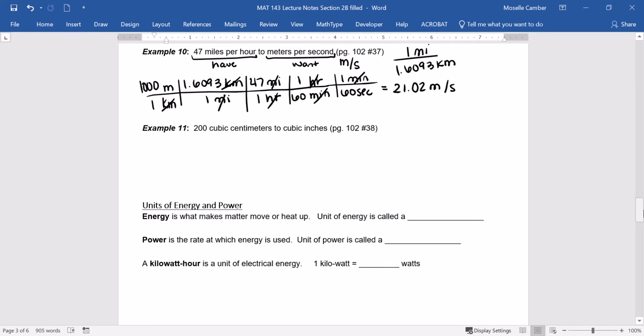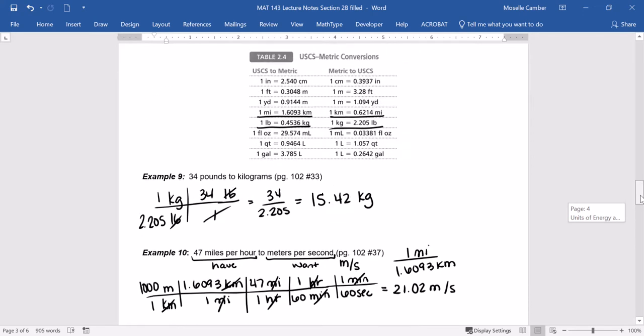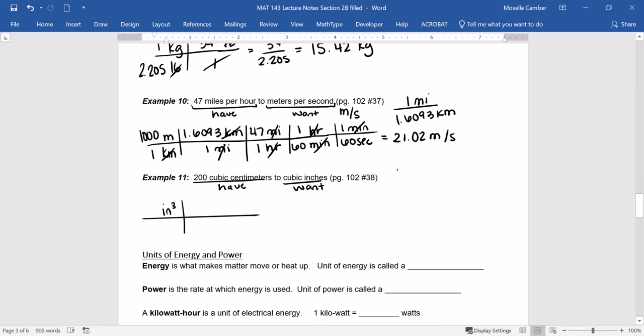Okay, example 11, 200 cubic centimeters, to cubic inches. So again, this is what we want. This is what we have. So we want cubic inches. Okay. Well, do we have a conversion between inches and centimeters? We do here. So again, you can pick whichever one you want. I'm going to go ahead and pick this first one. So 1 inch is 2.54 centimeters. Because that 0 is at the end, we don't really need to write it. So I know that 1 inch is 2.54 centimeters.